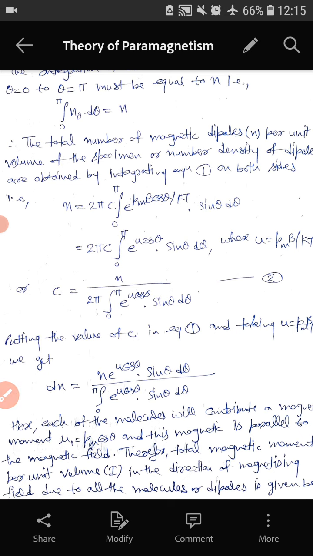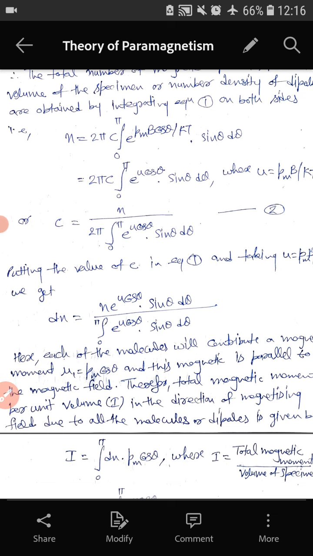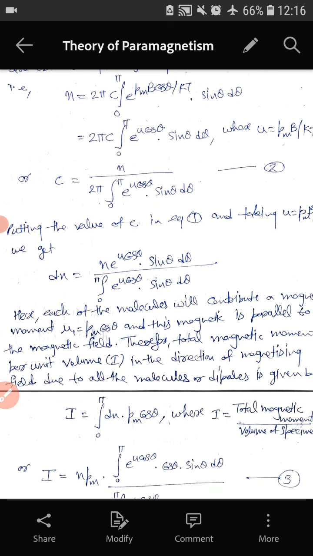Okay, so by substituting that, we will get dn equal to n e^(u cos theta) sin theta d theta, divided by the integral from 0 to pi of e^(u cos theta) sin theta d theta. This will be the number of magnetic dipoles lying between theta and theta plus d theta. Here we know each molecule will contribute a magnetic moment Pm cos theta, and this magnetic moment is parallel to the magnetic field because this is the cos theta component.